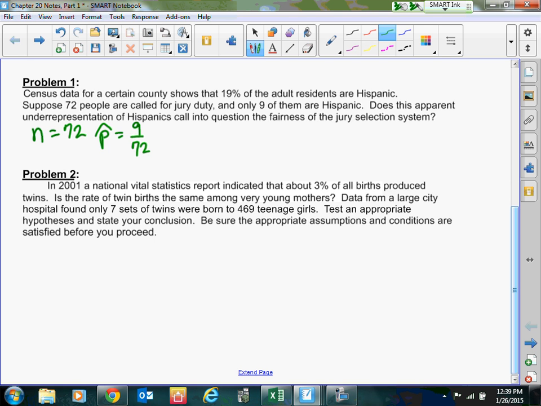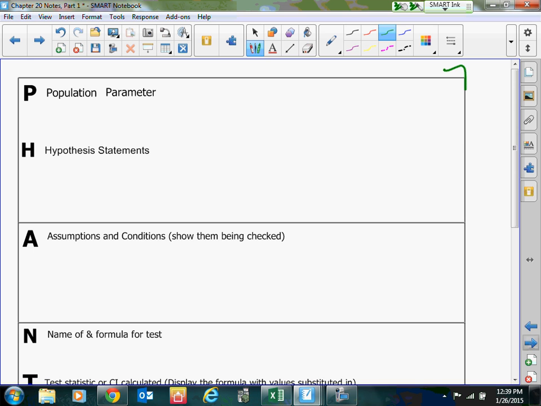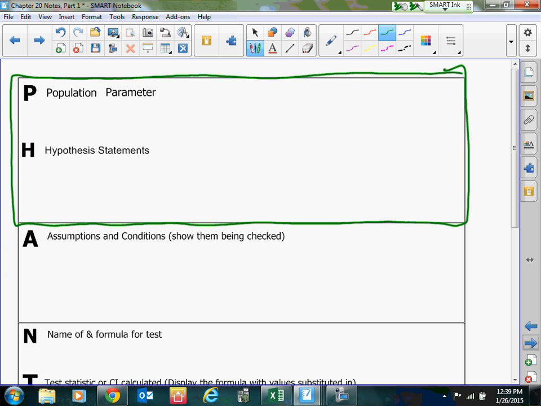In order to do that, we're going to go to the next page, and we're only going to do today this top part. It's very important that we totally understand the parameter and the hypothesis statement, so that's all we're doing today. You can see on your notes that it says to define the parameter of interest for the situation. So what are they talking about? It's the same problem as number 1.